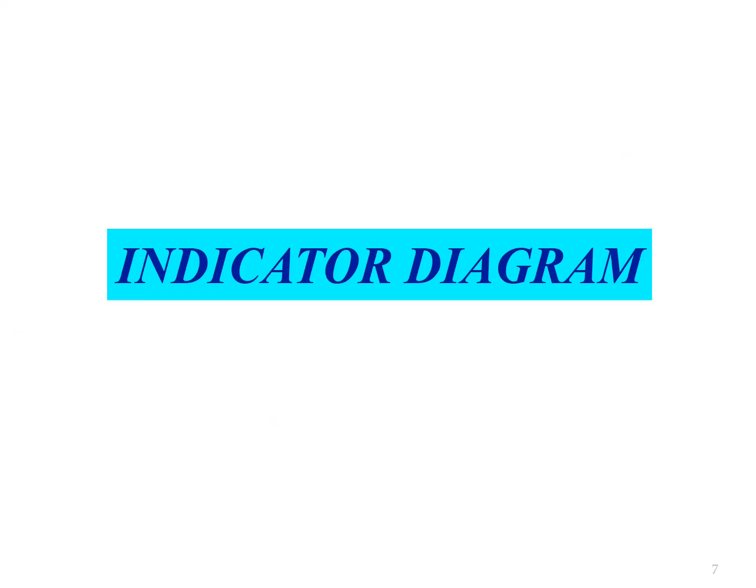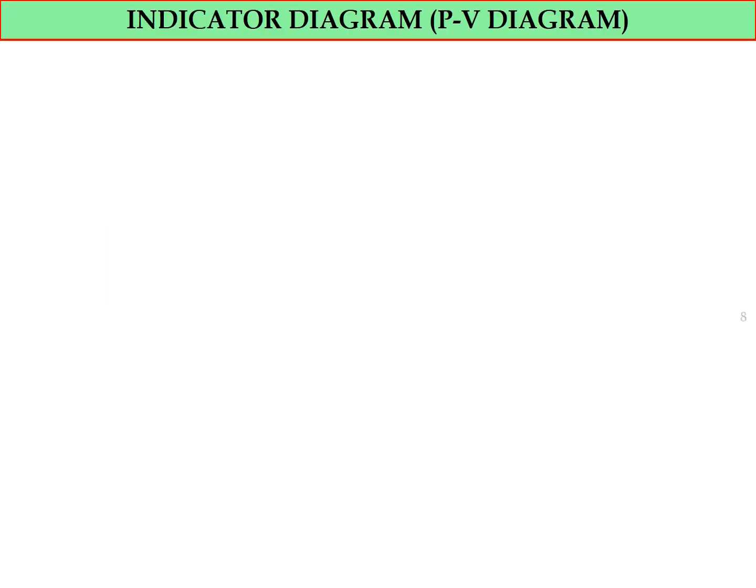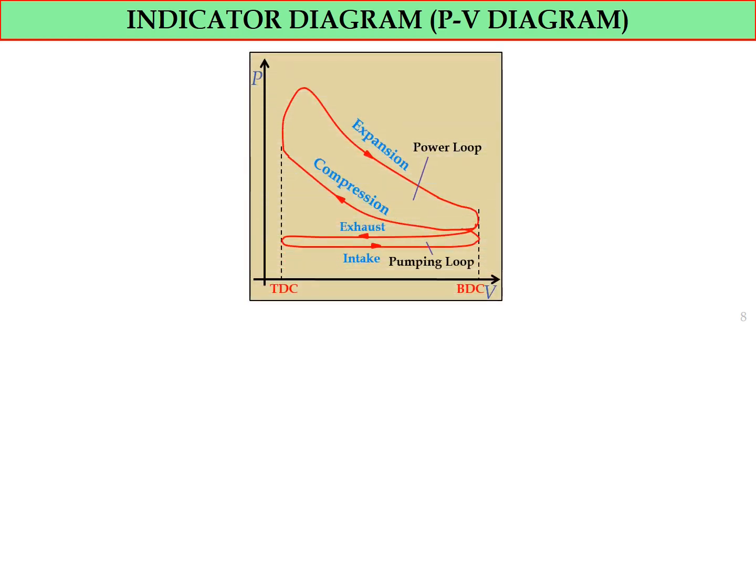Okay, next we will discuss the indicator diagram. What is the meaning of indicator diagram and what is the function of indicator diagram? Indicator diagram is actually the same as the PV diagram. So we can say that another name for PV diagram is indicator diagram. This indicator diagram we use to describe the process inside the combustion chamber in terms of pressure change and also volume change.